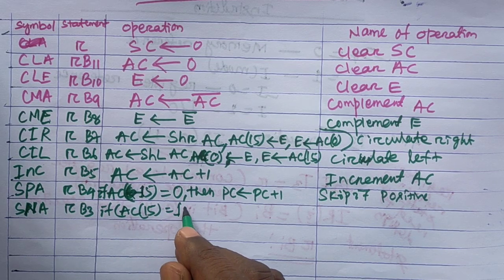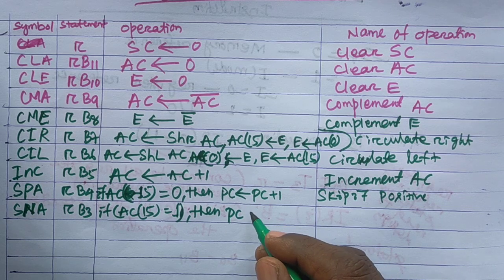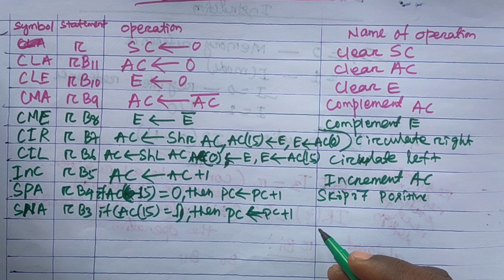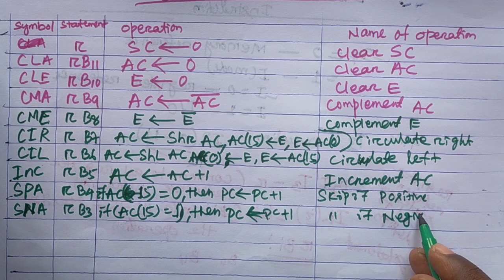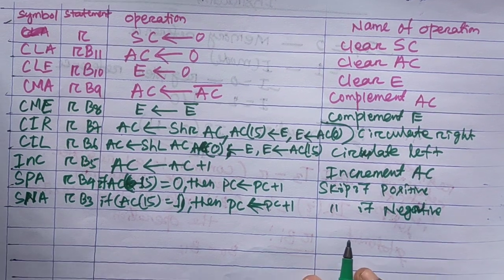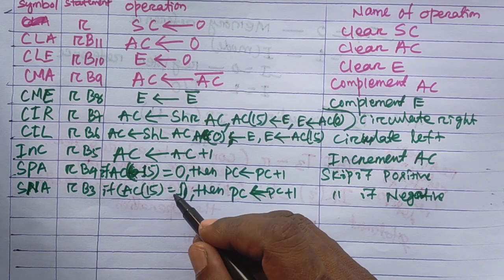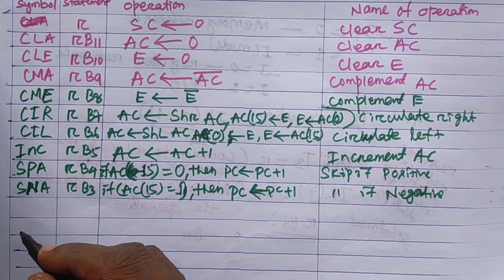Similarly, the same case: if AC 15 is 1, then what happens? If it is 1, PC also increments, PC plus 1. Then what happens? Skip if negative, because 0 is for positive and 1 is for negative. Okay, next, this is for SNA, so that 3 is over.